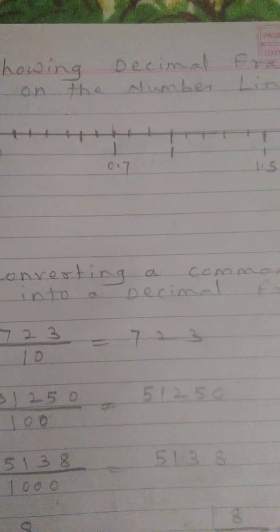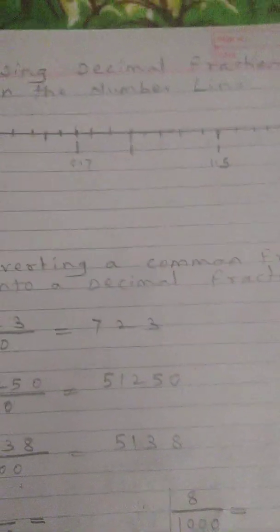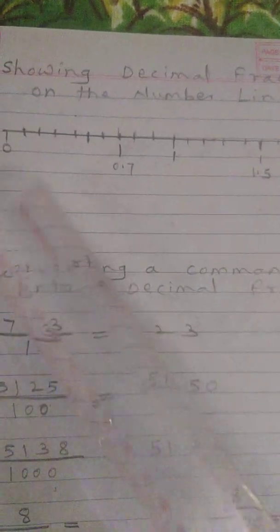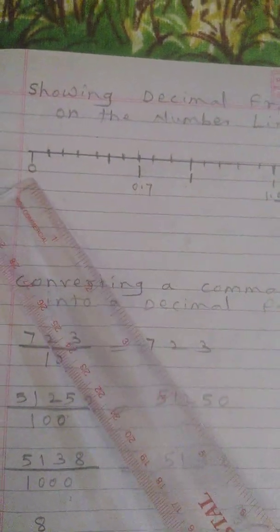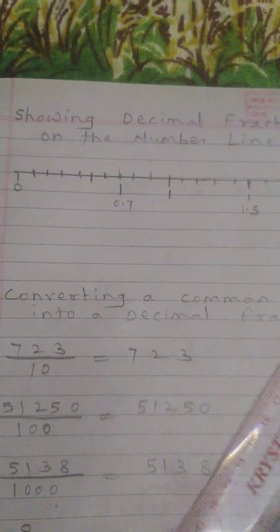Next topic is showing decimal fractions on the number line. See here, this is the number line. 0 is the origin and 1, 2, 3, 4 are the whole numbers. Between 0 to 1 is the unit distance. 0 to 1, 1 to 2, these are the unit distances. So how many units are there between 0 to 1?